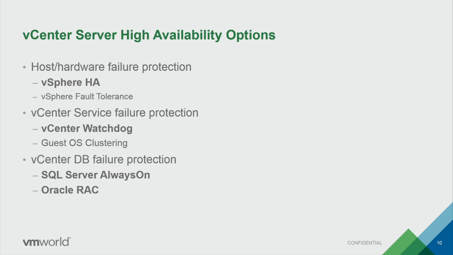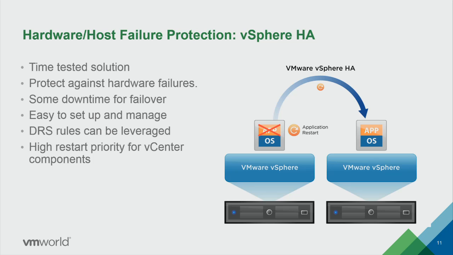This is the bullet list of all the availability solutions that are available. We'll go over them one by one. Each of them provides different levels of availability. You can combine them based on your requirements, right? And so we'll first look at vSphere HA, right?